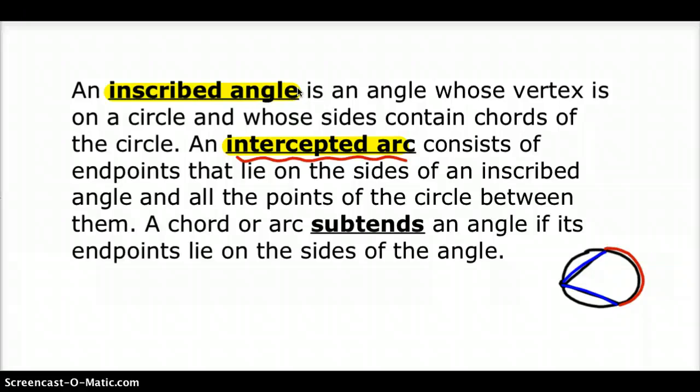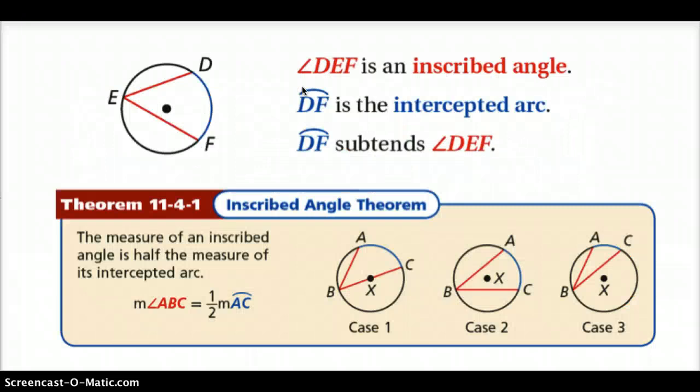Finally, this last word, and we'll be using it quite a bit today, is the word subtends. A chord or arc subtends an angle if its endpoints lie on the sides of the angle. This next visual does a pretty good job of describing this. Angle DEF is an inscribed angle, so the red angle over here is an inscribed angle. Arc DF is the intercepted arc, and we say that arc DF subtends angle DEF.